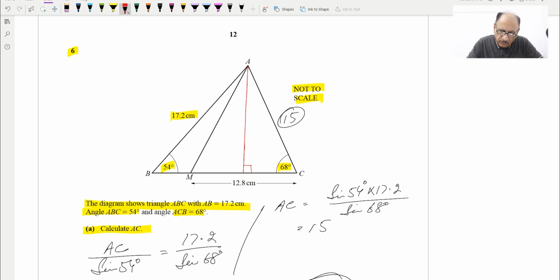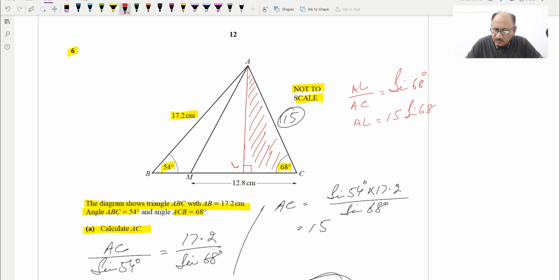And now we will be considering this triangle. In this triangle we need the opposite, and we have the hypotenuse, so we can take this point as L. So AL is required. AL over AC will be equal to sine of 68 degrees, and AL is equal to 15 sine of 68 degrees, since AC is 15.